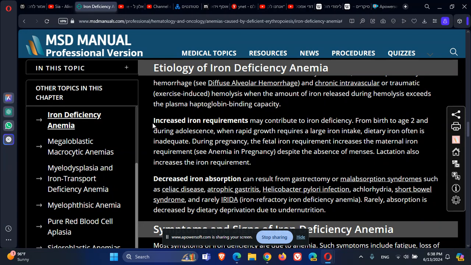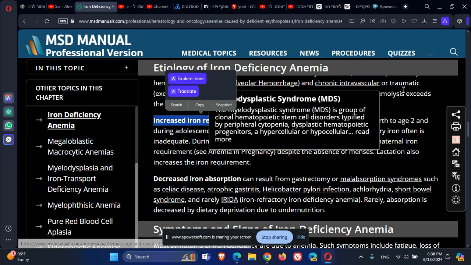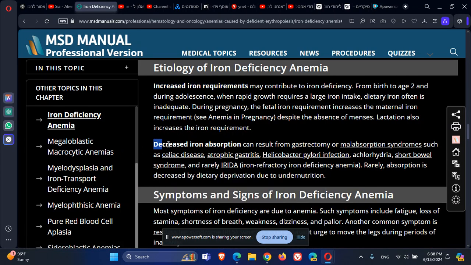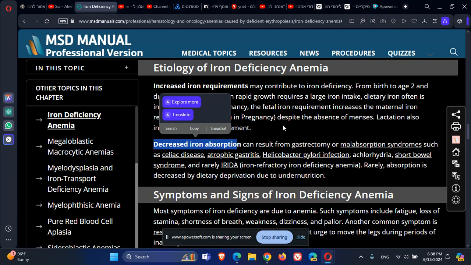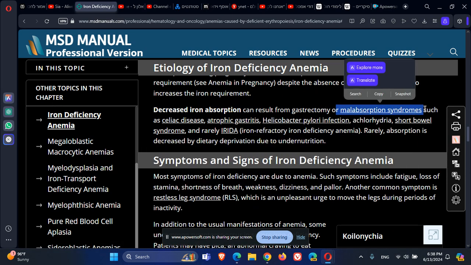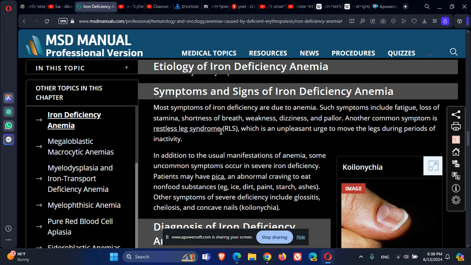Increased iron requirements, as in pregnancy and in lactating women. Decreased iron absorption, which is less common than blood loss, is from what I said about Helicobacter pylori, celiac disease, inflammatory bowel disease, maybe atrophic gastritis, and other malabsorption, like after bariatric surgery.